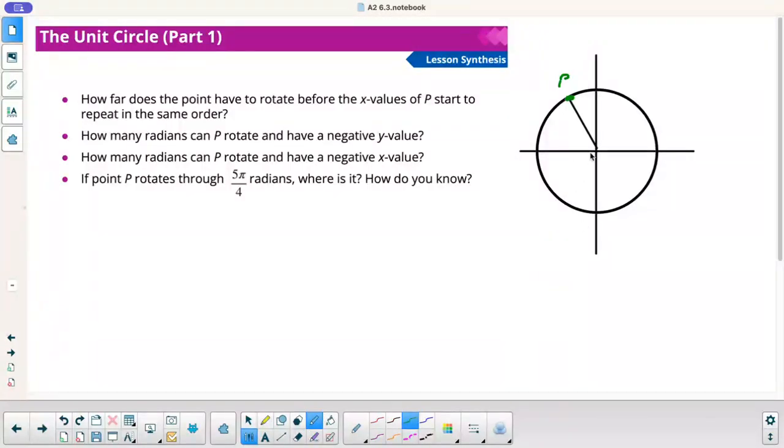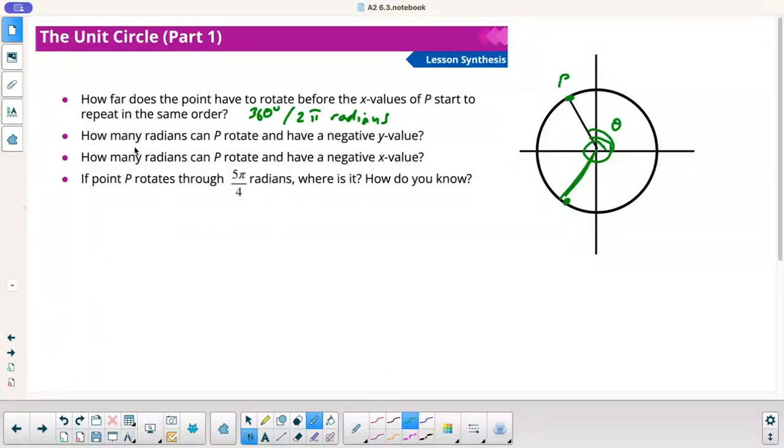So let's call this original angle here theta. If I want to get back to that exact same spot, I would have to rotate all the way around an extra full circle. So it would have to go 360 degrees or 2 pi radians, because we already said a full circle is 2 pi radians. Now, if I wanted just the same x coordinate, I could rotate a little bit less than a full circle.